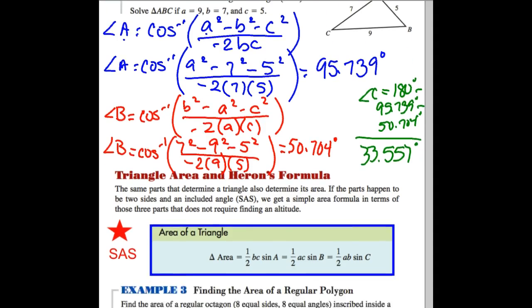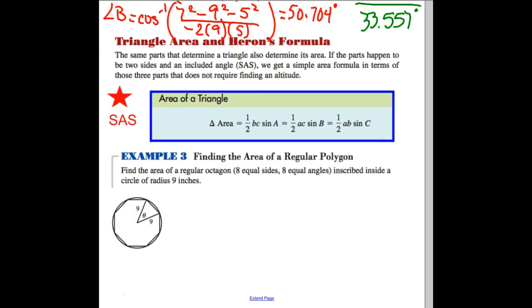Okay, the last two examples we're going to look at deal with finding area of triangles. It says the same parts that determine a triangle also determine its area. If the parts happen to be two sides and an included angle, we get a simple area formula in terms of those three parts that does not require us to find the altitude. Okay? Now, once again, we are giving you three versions of this. You are going to just be using one of them. So the formula says the area of a triangle is 1/2 the two given sides times the sine of the angle in between those two sides.